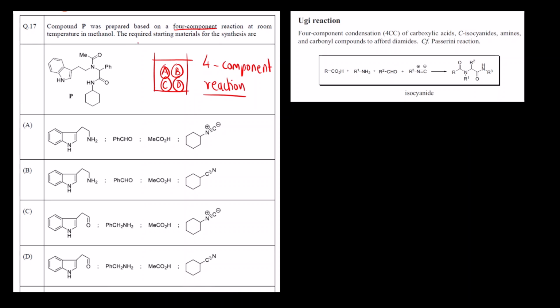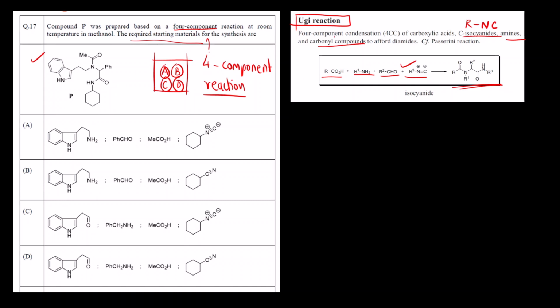At room temperature in methanol, we have to find out the starting materials. The product is given to us. This is a named reaction called the Ugi reaction. Here, which are the four reactants involved? One is isocyanide, that is RNC. Next is an amine. Then we have carbonyl compounds, that is a carboxylic acid and an aldehyde. So we get this compound.